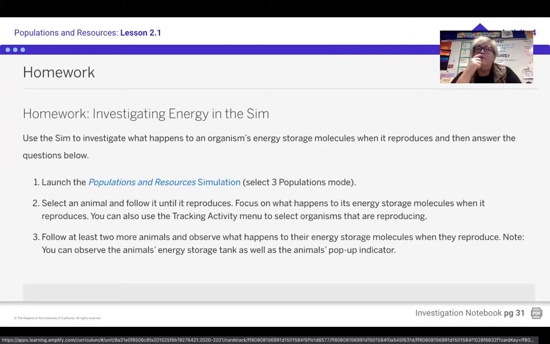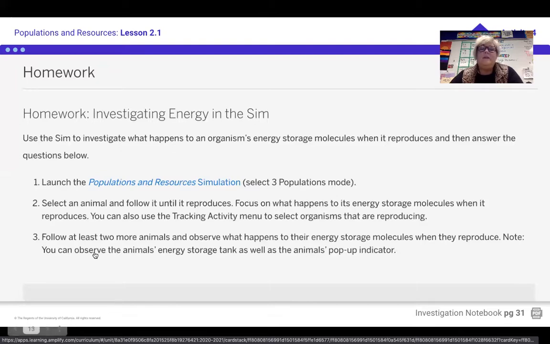Okay. If you're having a hard time, sometimes when we were picking these, you'd pick one and you'd follow it all around and then it got eaten, or maybe it never reproduced. It just kind of wandered around, ate, and then died. So if you're having a hard time finding one that's reproducing, don't forget you can click on that tracking activity menu to select organisms that are reproducing. So do that for one animal.